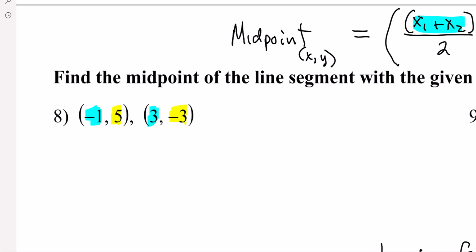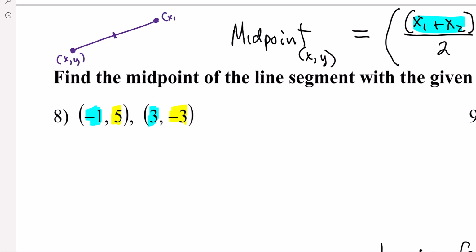All right, we're now going to find the midpoint between two endpoints. So what that says is if you've got these two endpoints, somewhere in the middle is that point right there.